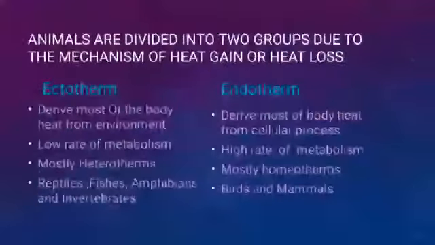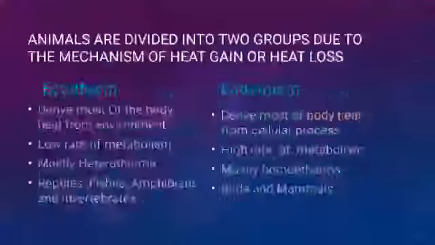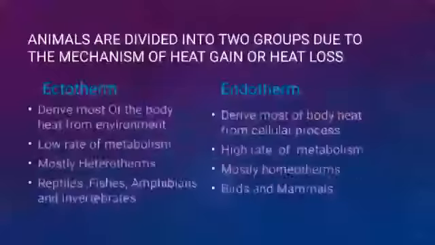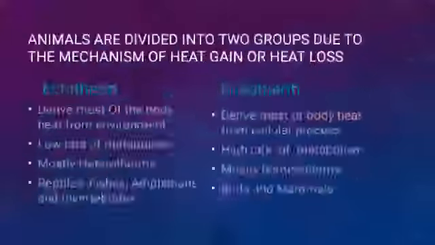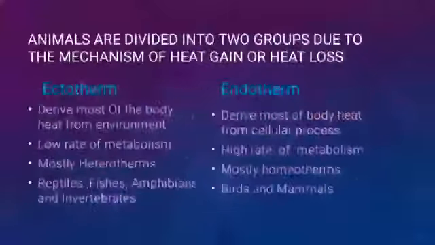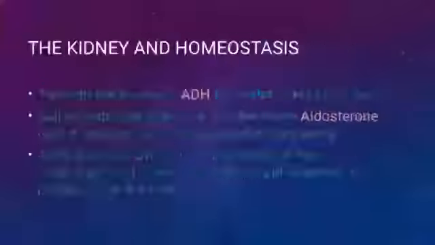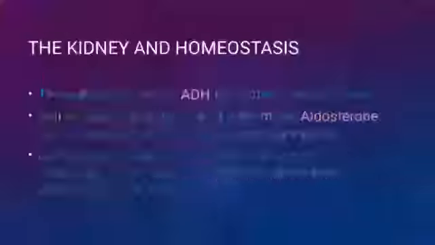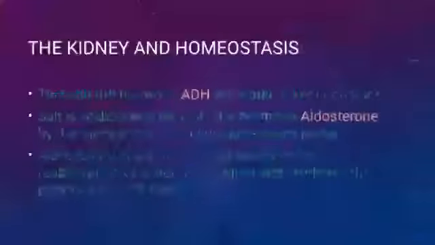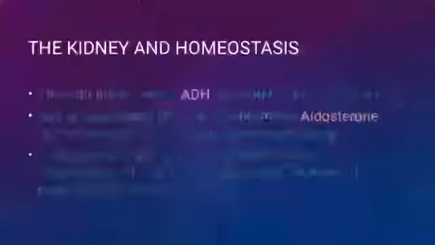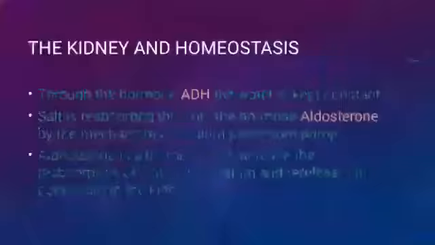The kidney and homeostasis. Through the antidiuretic hormone ADH, the water level is kept constant. Salt is reabsorbed through the hormone aldosterone by the mechanism of the sodium-potassium pump. Aldosterone is a hormone that increases the reabsorption of water and sodium and releases potassium in the kidney.